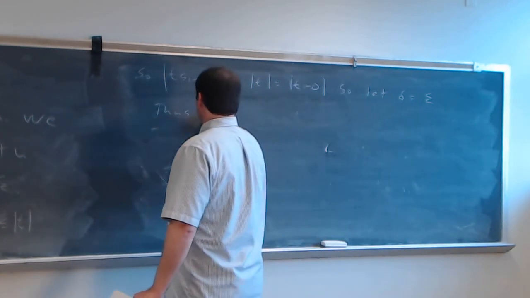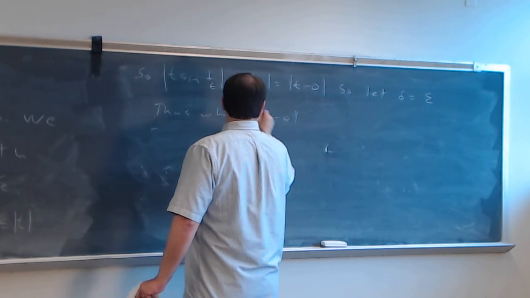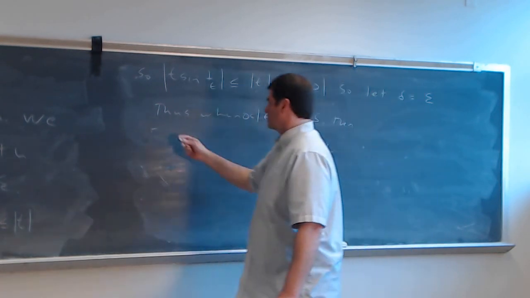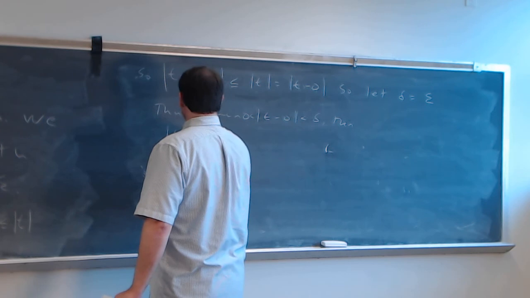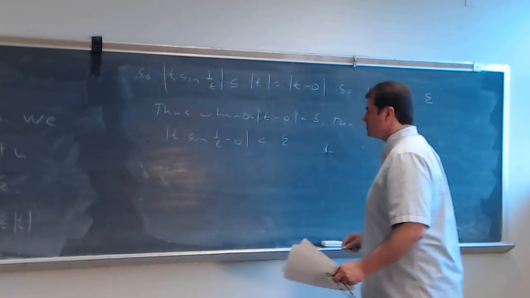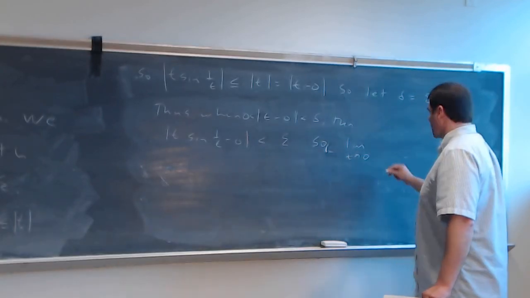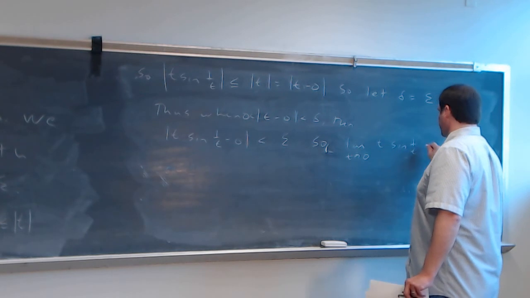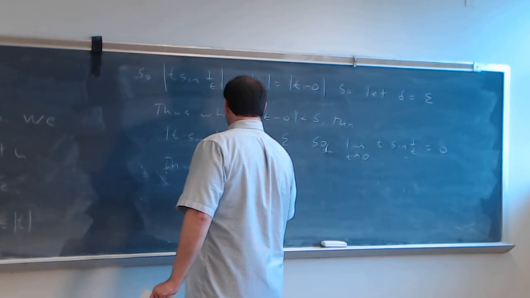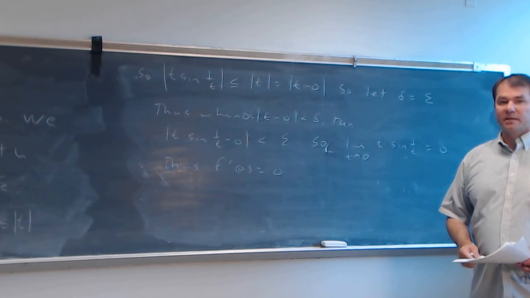Thus, when the absolute value of t minus 0, bigger than 0, is less than delta, then the absolute value of t times sine of 1 over t minus 0 will be less than epsilon. So that says that the limit as t goes to 0 of t times sine of 1 over t equals 0. Thus, f prime of 0 is equal to 0. So this was an example of a function that is differentiable everywhere.